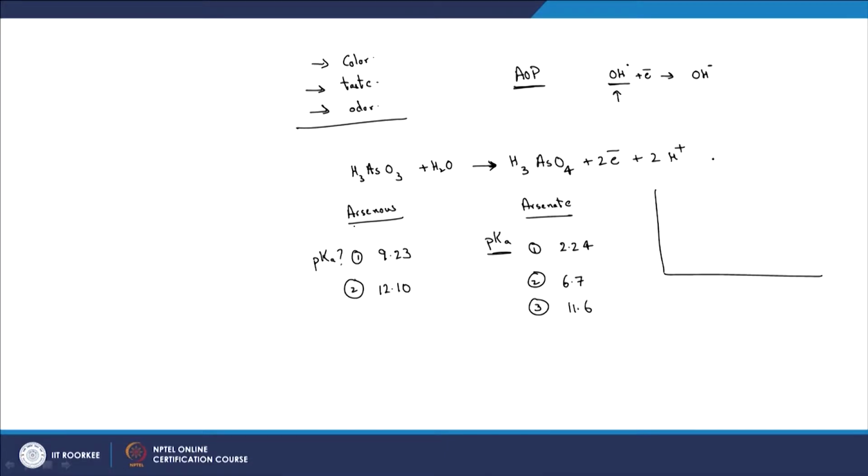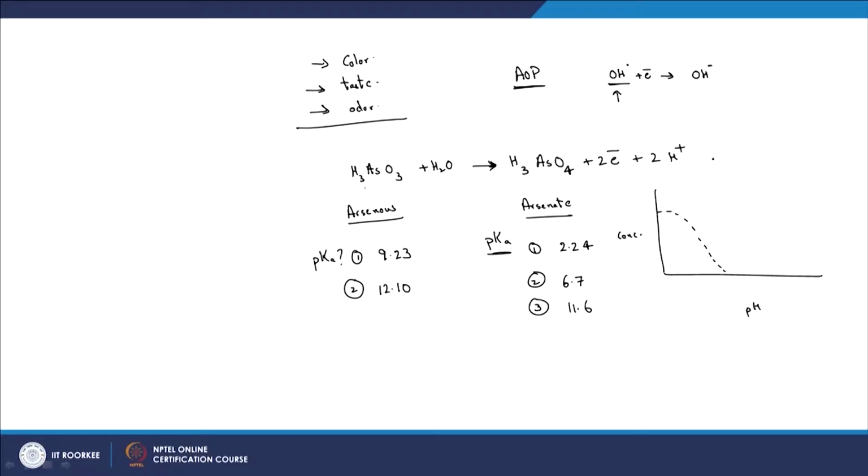So here I have the relevant aspects now. Let's look at again our relevant background, and let's say for H3AsO3, this is the concentration on the y-axis and pH on the x-axis. I want to look at how the concentration of the relevant compound changes with the pH.